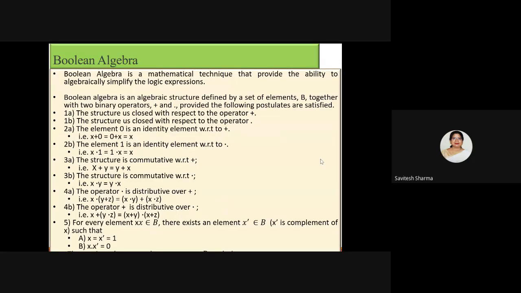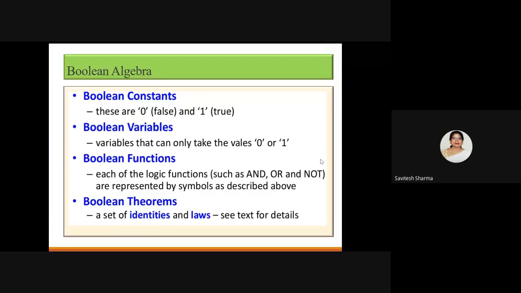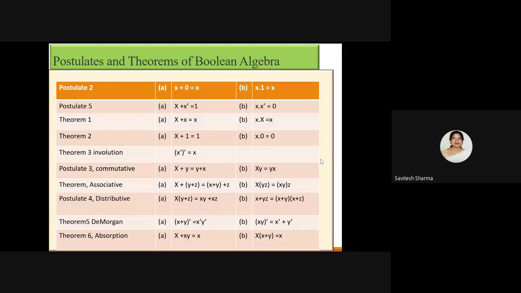So next, this is the list of the Boolean theorems and postulates. We already discussed in the last class. Now I will do some problems related to that. I will circulate the PPT to you just for revision. We already discussed this in the last lecture: commutative law, involution law, associative law, distributive, De Morgan theorem, absorption.